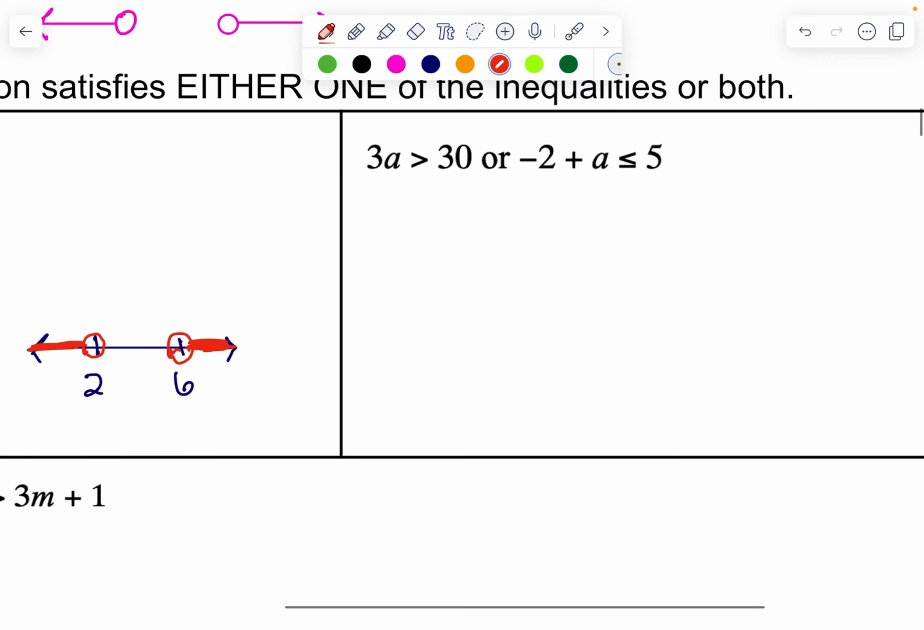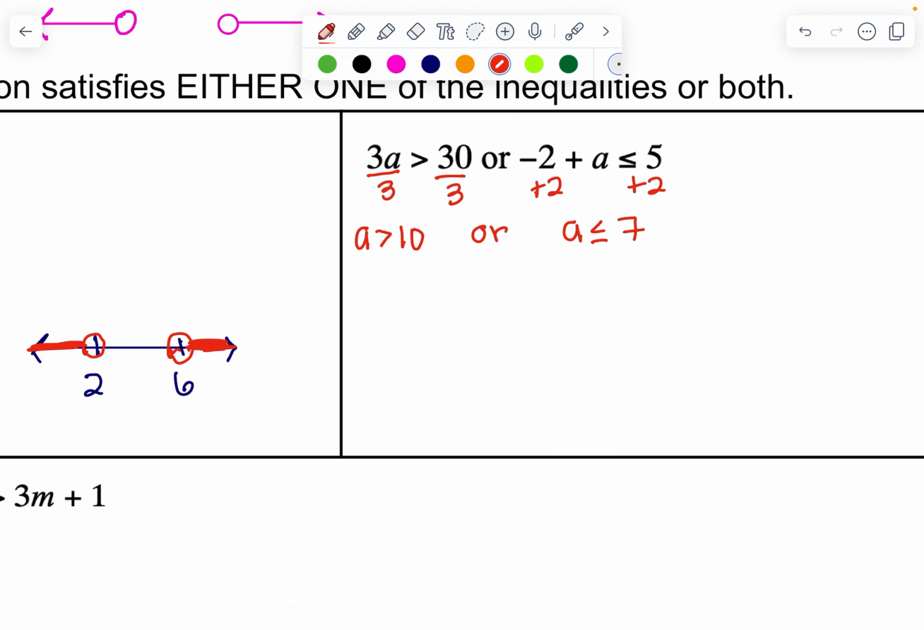Let's look at another one. Divide both sides by 3, and I get a greater than 10. Add 2 to both sides, and I get a less than or equal to 7. Let's not forget our "or."